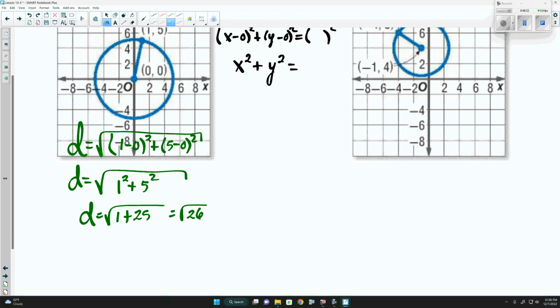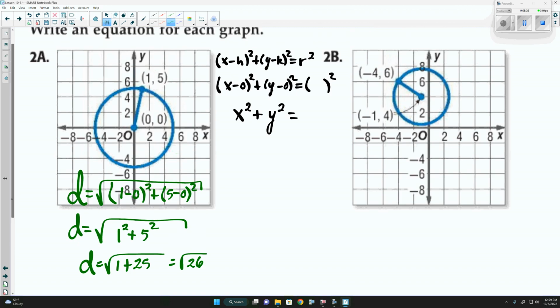Will the square root of 26 simplify? I mean, yes, it would, because 2, 4 goes into it. No, it doesn't, because it's 2 and 13. So actually, it doesn't simplify. 28 would have. But we can plug it in here, the square root of 26. But the square root of 26 squared is 26, and that's it.